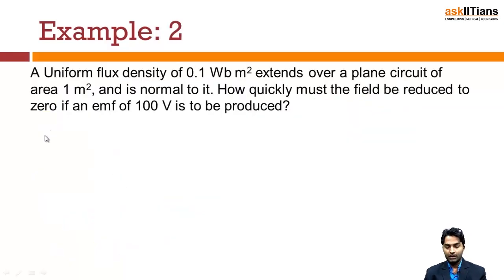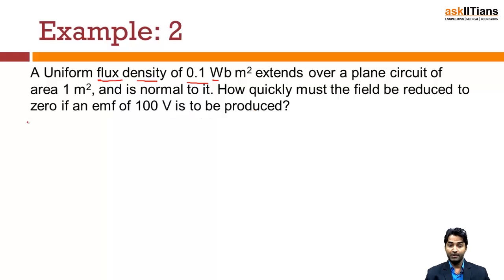Example number 2. A uniform flux density of 0.1 Weber per meter square extends over a plane circuit of area 1 meter square and is normal to it. How quickly must the field be reduced to 0 if an EMF of 100 volt is to be produced?